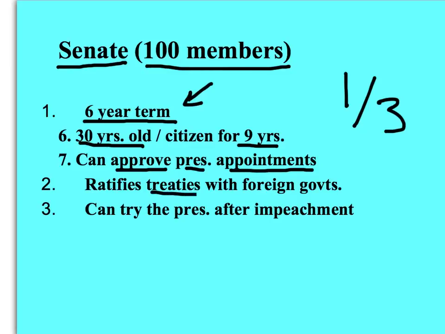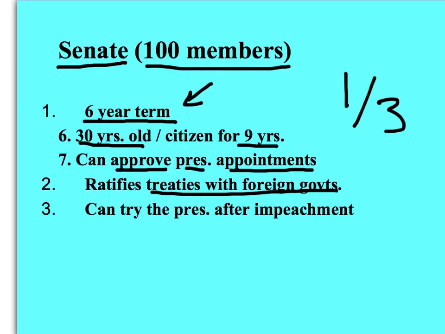Same thing here. It ratifies treaties with foreign governments. The president makes treaties with foreign governments and works out a deal and goes, yeah, I think we should increase our trade, or we're going to promise to protect you in time of a war. Okay, good deal. I agree. But then it has to go to the Senate, and the Senate has to ratify the treaty with the foreign government. If they don't ratify it, the treaty does not happen.